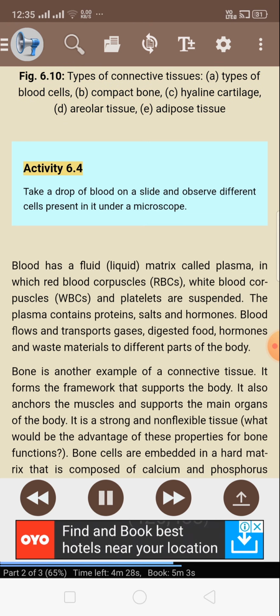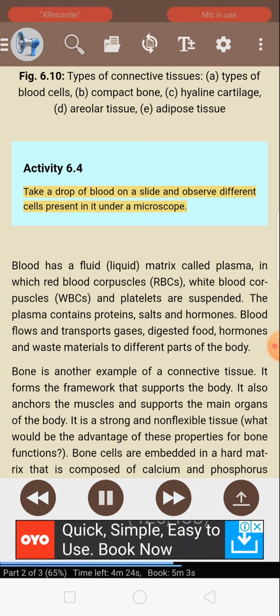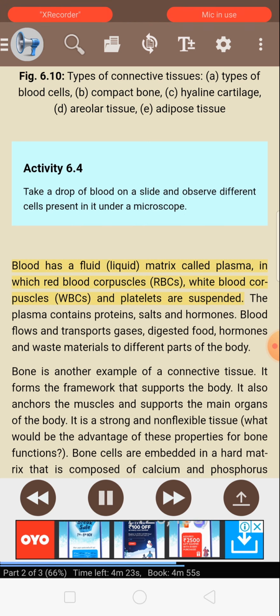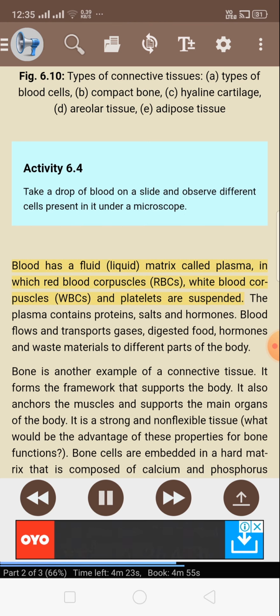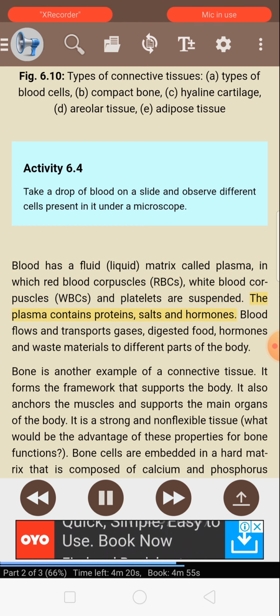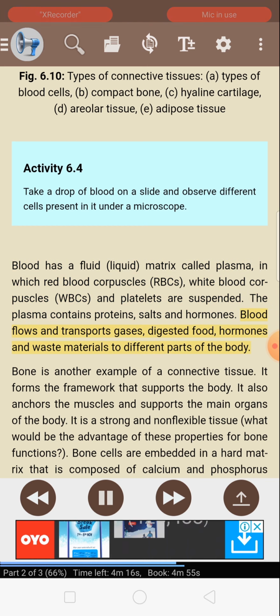Activity 6.4. Take a drop of blood on a slide and observe different cells present in it under a microscope. Blood has a fluid matrix called plasma, in which red blood corpuscles, RBCs, white blood corpuscles, WBCs, and platelets are suspended. The plasma contains proteins, salts, and hormones. Blood flows and transports gases, digested food, hormones, and waste materials to different parts of the body.